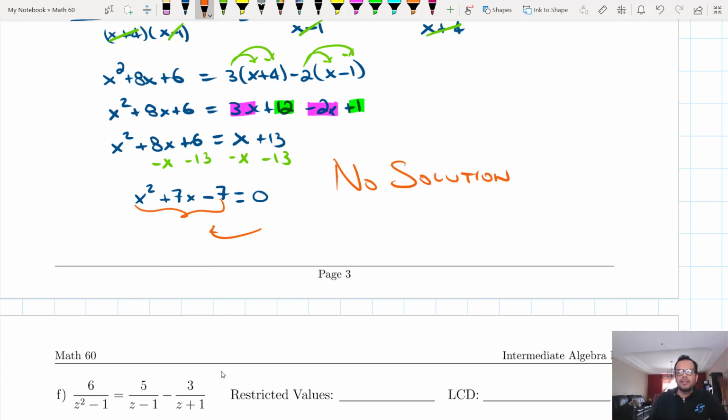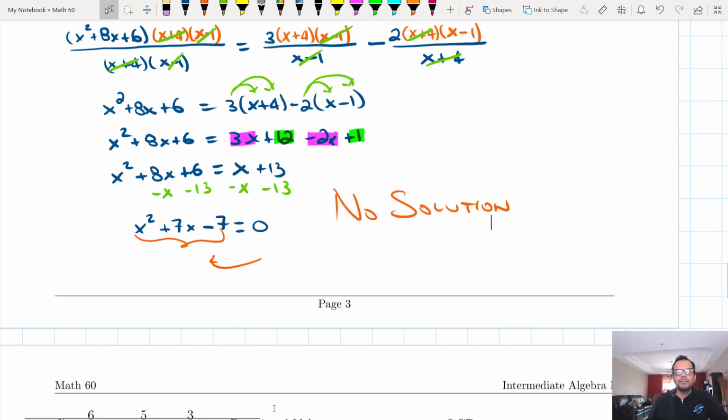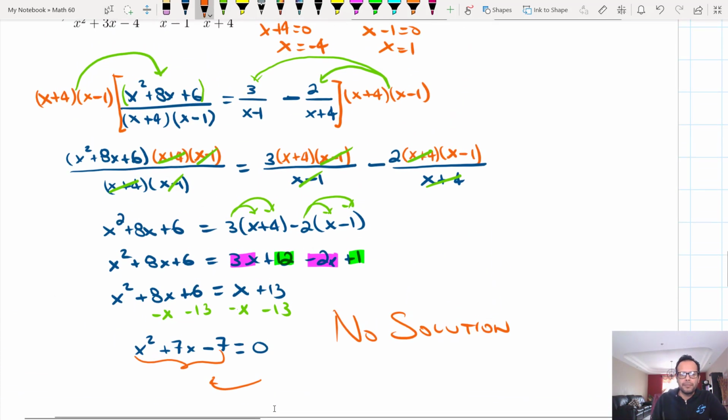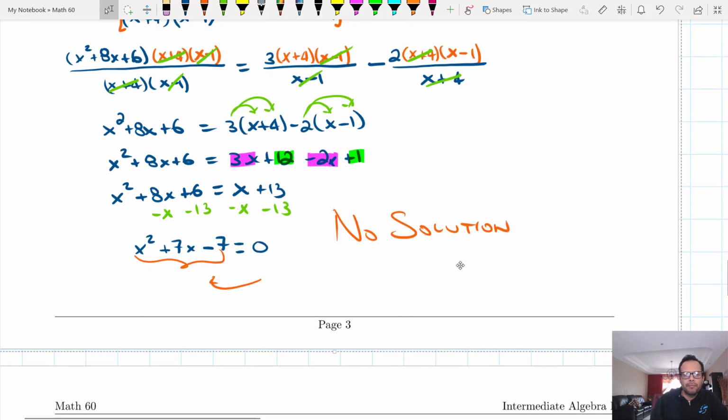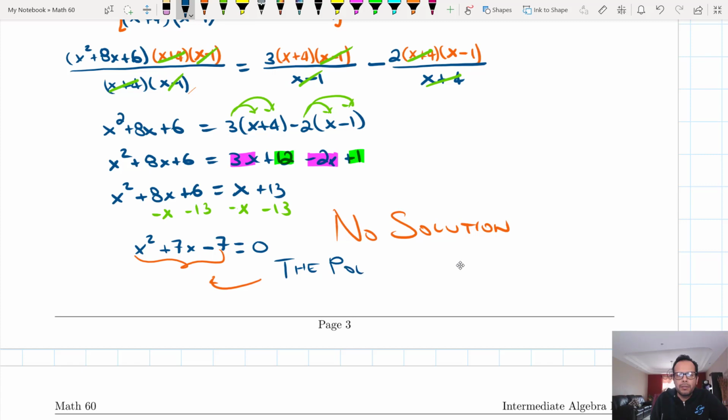All right, so let's see. Why is that? Okay, let's write down why. Because the polynomial is prime. Okay, so that's why. All right, let's look at another example.